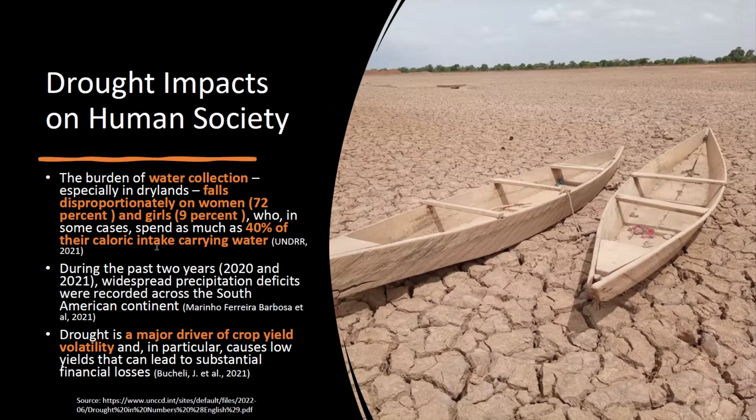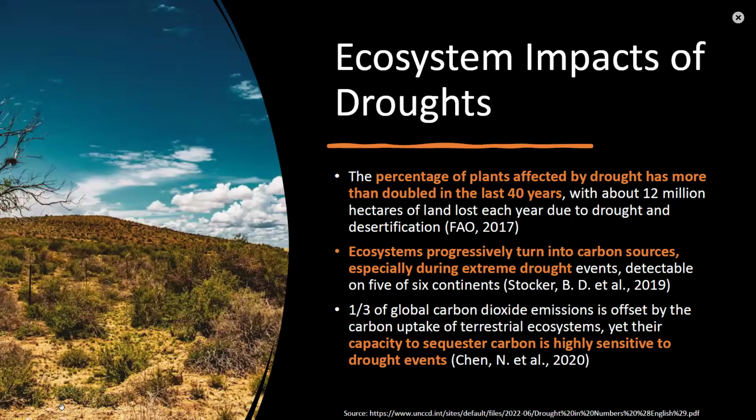So during the past couple of years, we've seen a lot of precipitation deficits recorded across South America. And it's a big driver of the changes in crop yield, like, so how much crop you get, right? And so it creates volatility, meaning tons of up and down. And it causes a lot of financial losses. So you can see how the snowball effect can happen with the droughts.